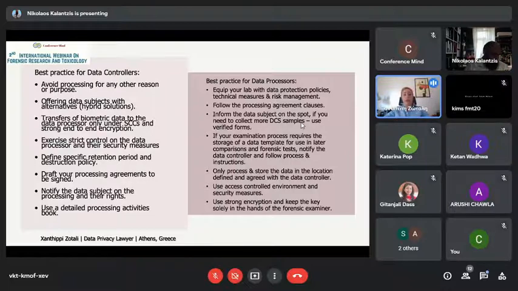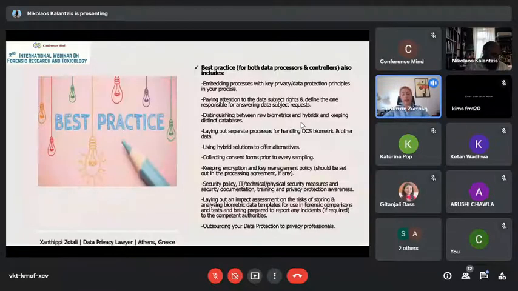So data controllers, for example, the ones that collect the data and define the means and the purposes of the processing, like the bank in our previous example, can follow best practice by avoiding processing for any other reasons than the one they collected the data for. For example, they collected a digital capture signature to use it to prove that themselves and the signatory have entered into a deal, into an agreement, into a contract. So this is the reason they should actually use those.